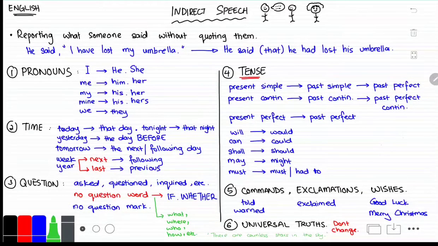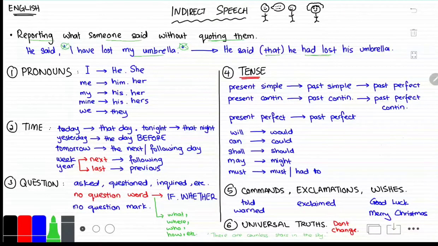Indirect speech is essentially reporting what someone said to you without quoting them. So, essentially, we remove the quotation marks. For example, "He said that I have lost my umbrella." When we change it to indirect speech, it becomes "He said that he had lost his umbrella." We did remove the quotation marks, but we also edited the sentence.